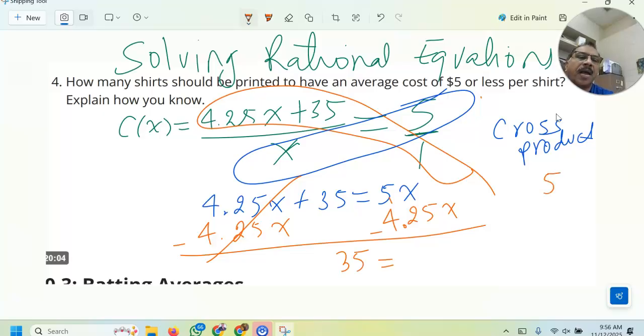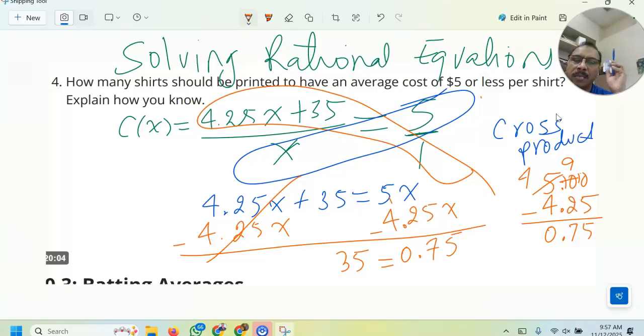And how much is 5x? 5x means 500 minus 4.25x. And you can see if you subtract this, you end up getting 0. This becomes 4, then this becomes 10, then cross out 10, this becomes 9, then 10, and you can see you get 75 there. So this is 0.75, right.